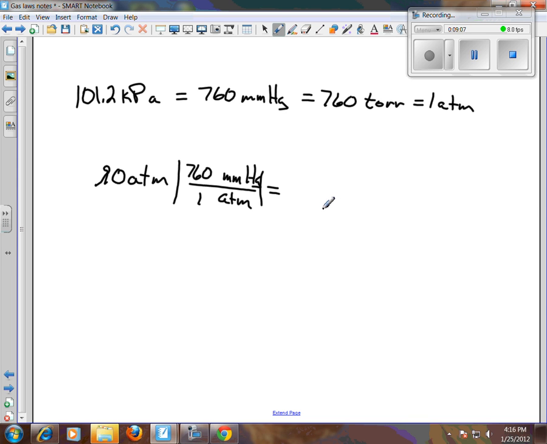So converting back and forth between atmospheres, kilopascals, and torr is important in this unit. What we're going to do is some calculations of pressure. Once we've done those, we'll move on to some other concepts of volume and some of the gas laws that are out there. So this is gas laws video 1.